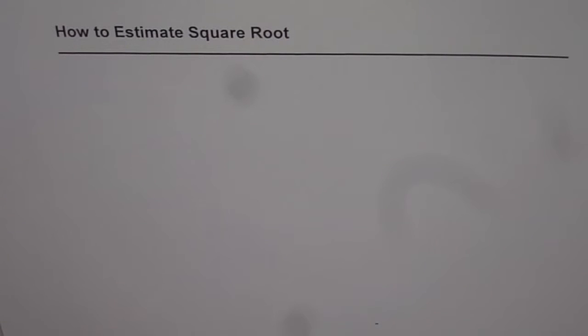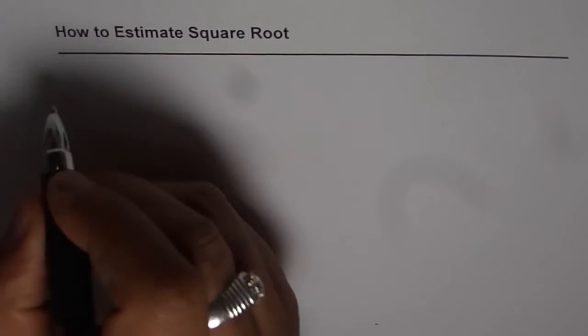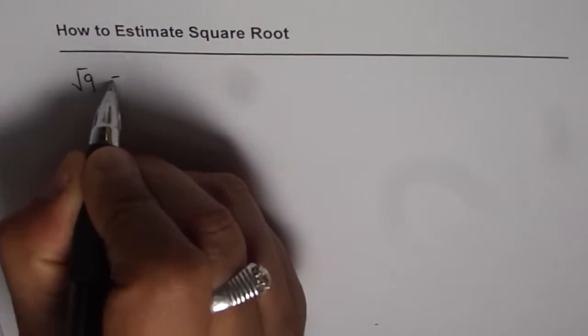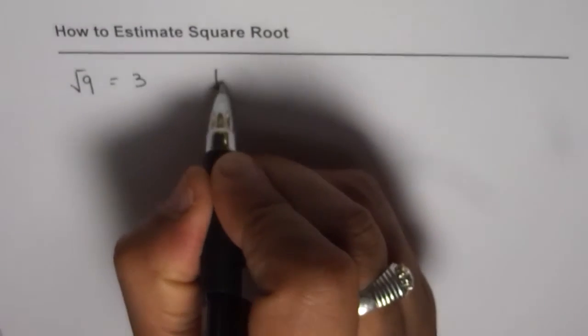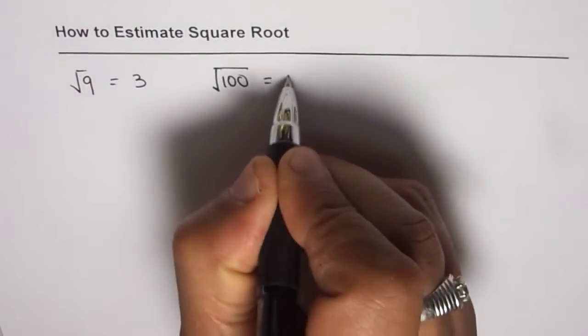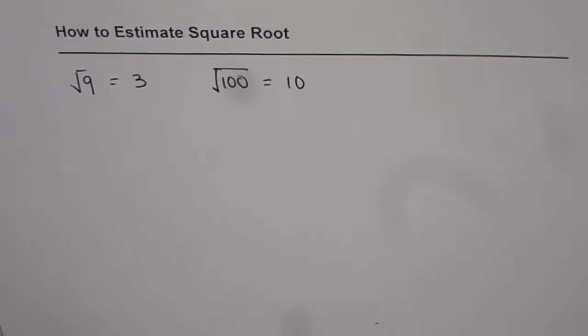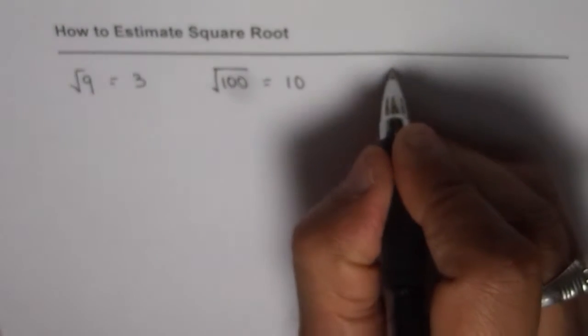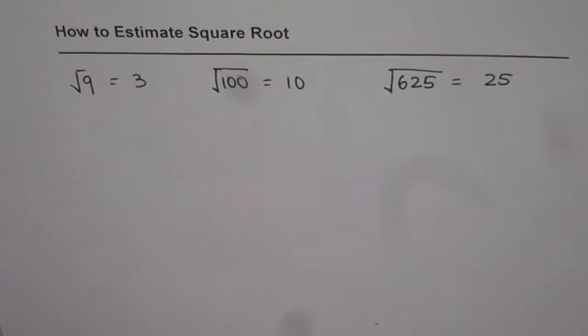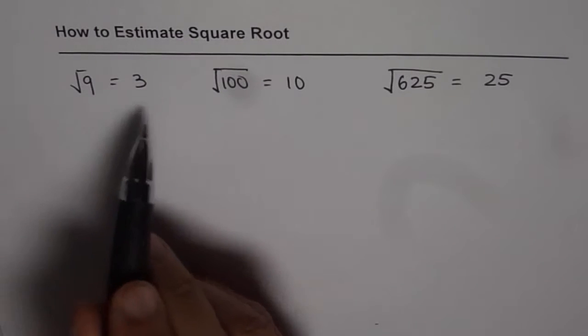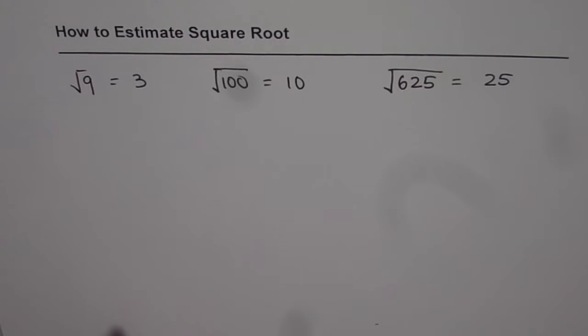Well, if you are given a perfect square, then it's easy to estimate. So for example, what is square root of 9? Well, square root of 9 is 3 because 3 square is 9. How about square root of 100? Square root of 100 is 10 since 10 square is 100. What about square root of 625? 625 is 25 square, and therefore square root of 625 is 25. So if you are given a perfect square, then it's kind of easy.